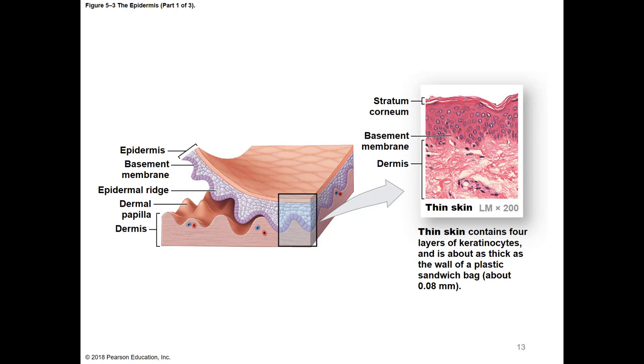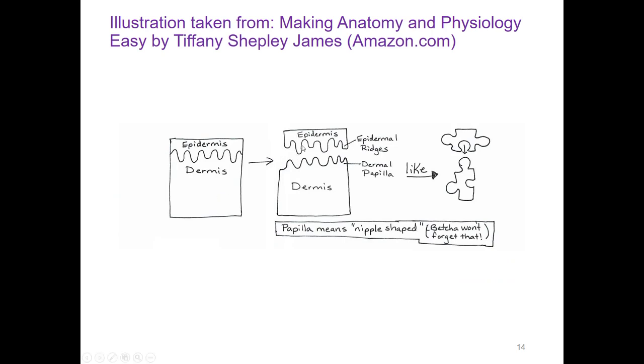So here's a picture again of the skin, and we can see the epidermis and the top part of the dermis. So the epidermis here has been peeled back to reveal a wavy underside. And those waves are called epidermal ridges. And you can see that the dermis has similar bumps or waves on it too. So what do you think happens when we allow the epidermis to rest on the dermis? They're going to interlock like puzzle pieces.